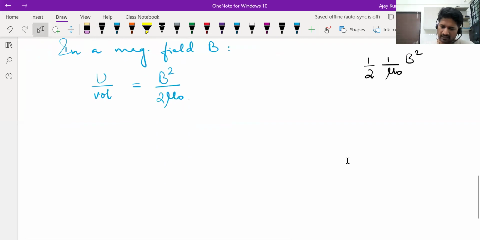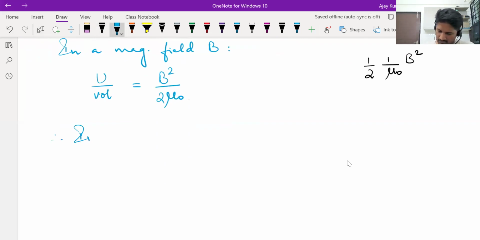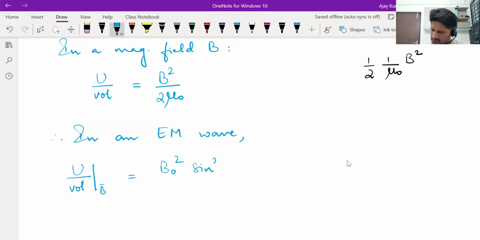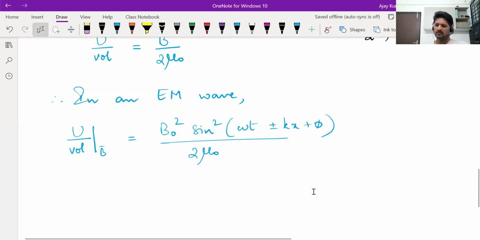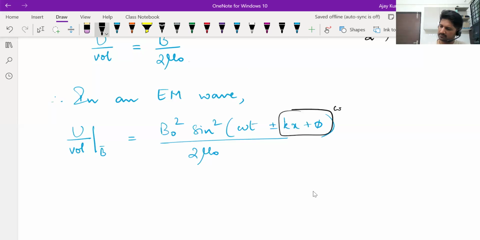Therefore, in an electromagnetic wave, the energy per unit volume in the magnetic field becomes, now magnetic field has an equation here, it will become B naught square sine square omega t plus or minus kx plus phi, and divide that by 2 mu naught. That's the energy density in the magnetic field of an EM wave at any point at any time. Now again, same analysis. If you fix the point at a particular point, then this whole thing becomes constant.